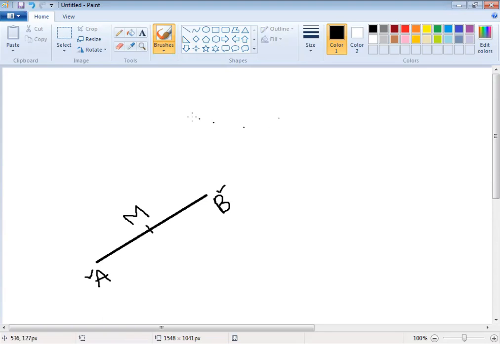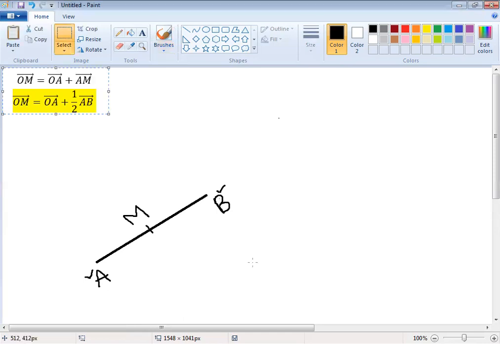How do you do that? If I've given you the coordinates of A and if I've given you the coordinates of B, how do you find the coordinates of M using vectors? Sir, midpoint. No, I don't want to do it via coordinate geometry. I want to do it using vectors.